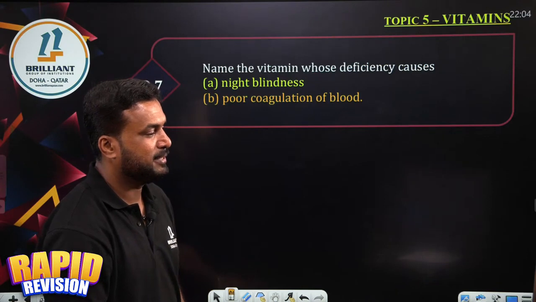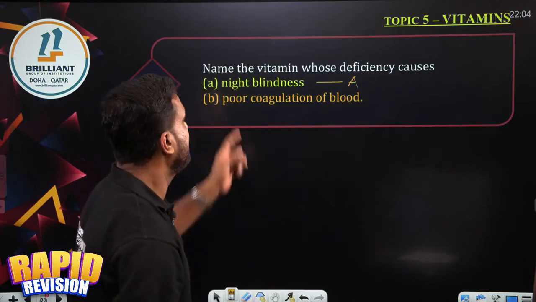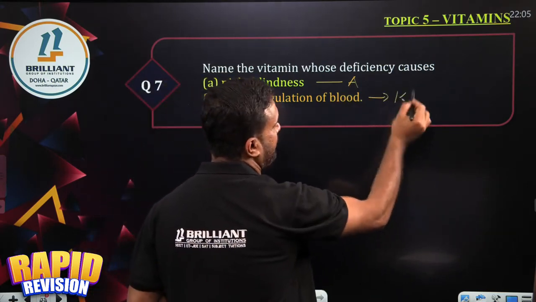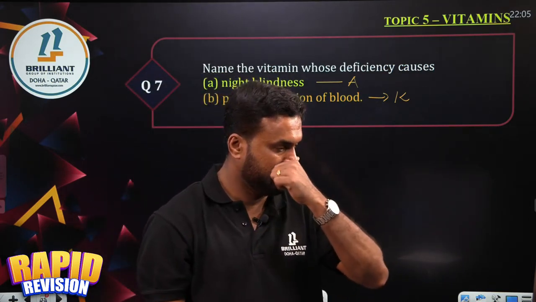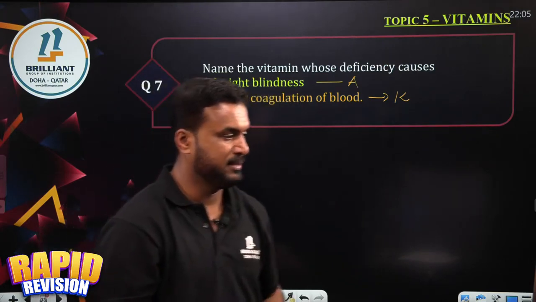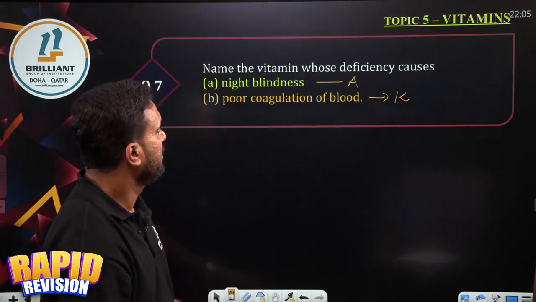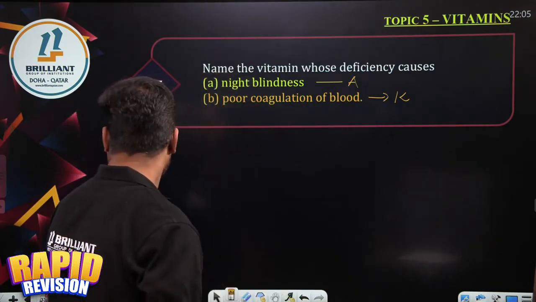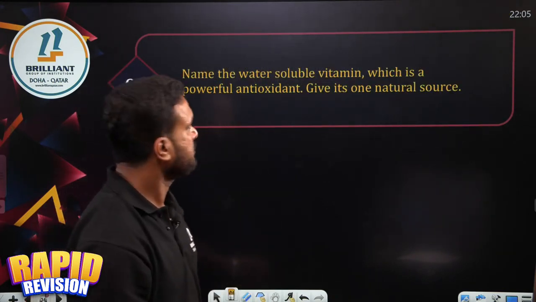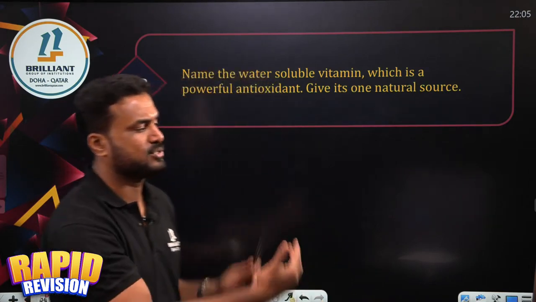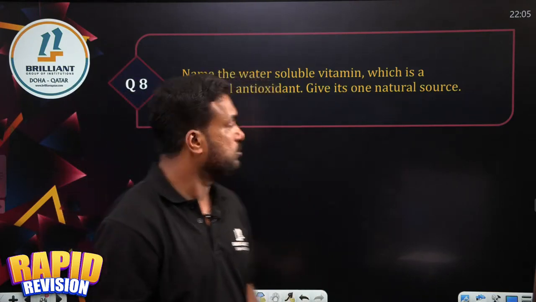First one is what? Vitamin A, night blindness. Then poor coagulation of blood is vitamin K. Yes, correct. So this is A and this is K. Now, the last and final question. Almost all important topics we have discussed. Vitamins. Good, and thank you so much.